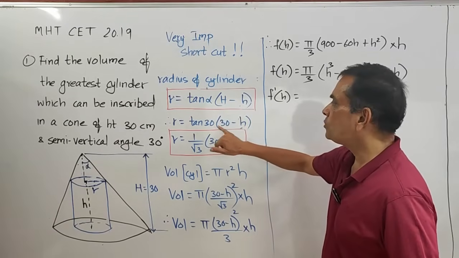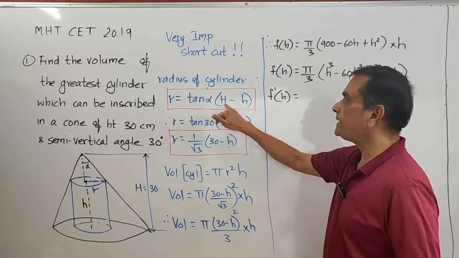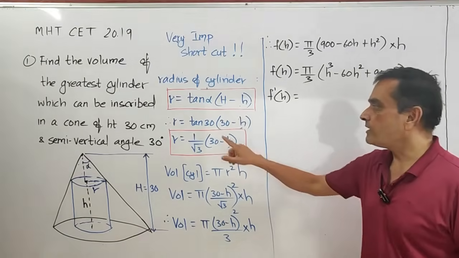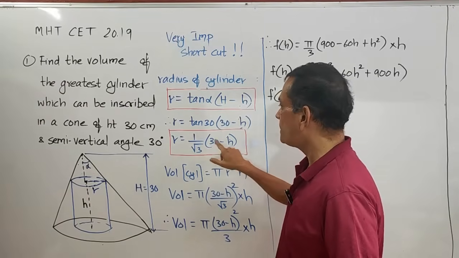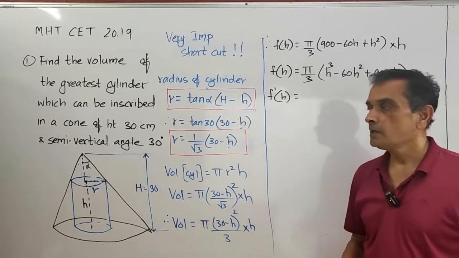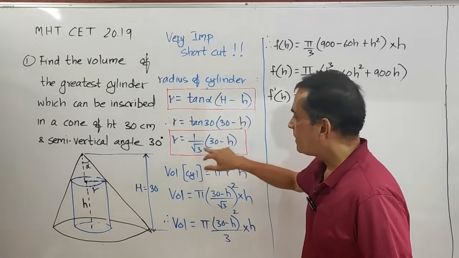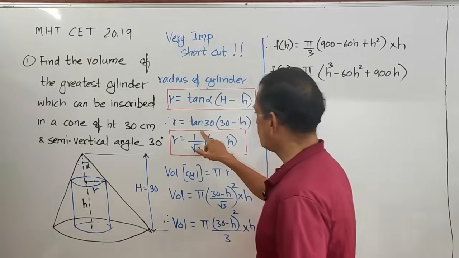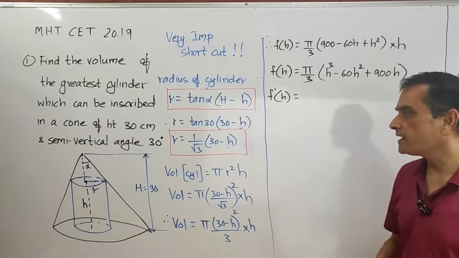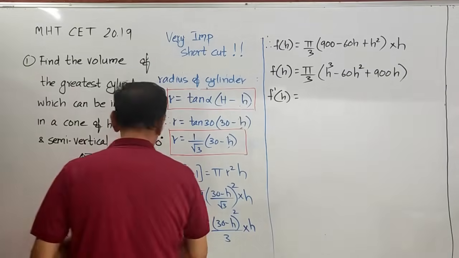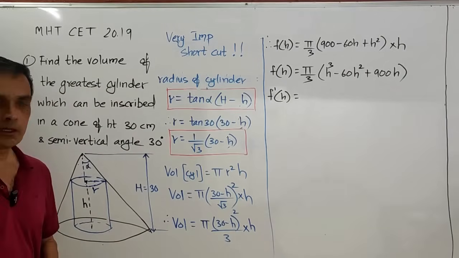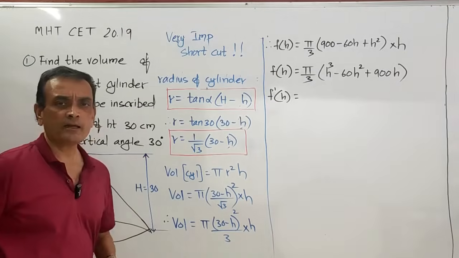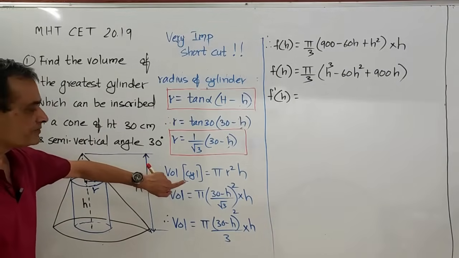So tan 30 into (30 minus h), height is 30 minus h. Now value of tan 30 is 1 upon root 3 into (30 minus h). If it was tan 60, then tan 60 would be root 3. But here it is 1 upon root 3. Followed? That is the radius of the cylinder. Very important and useful shortcut. Clear? Right. So after getting R, let us straight away go to volume of the cylinder.